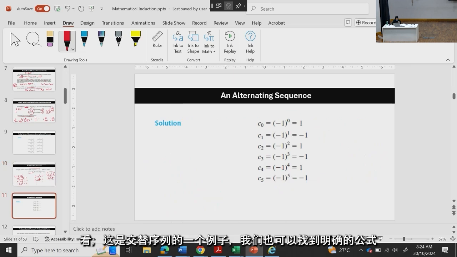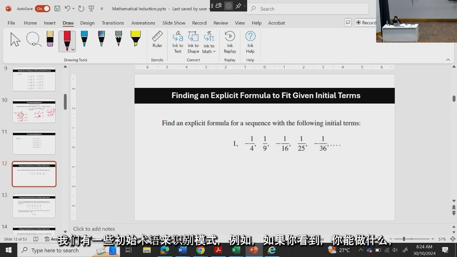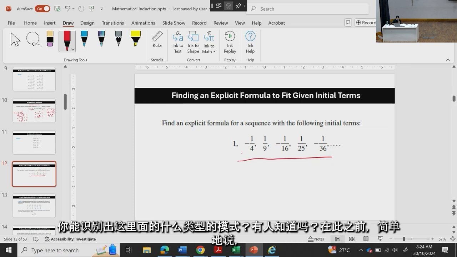So here, this is an example of an alternating sequence, and we can also find an explicit formula given that we have some initial terms to identify the pattern. Okay. For example, here, what type of pattern can you identify over here? Anybody?